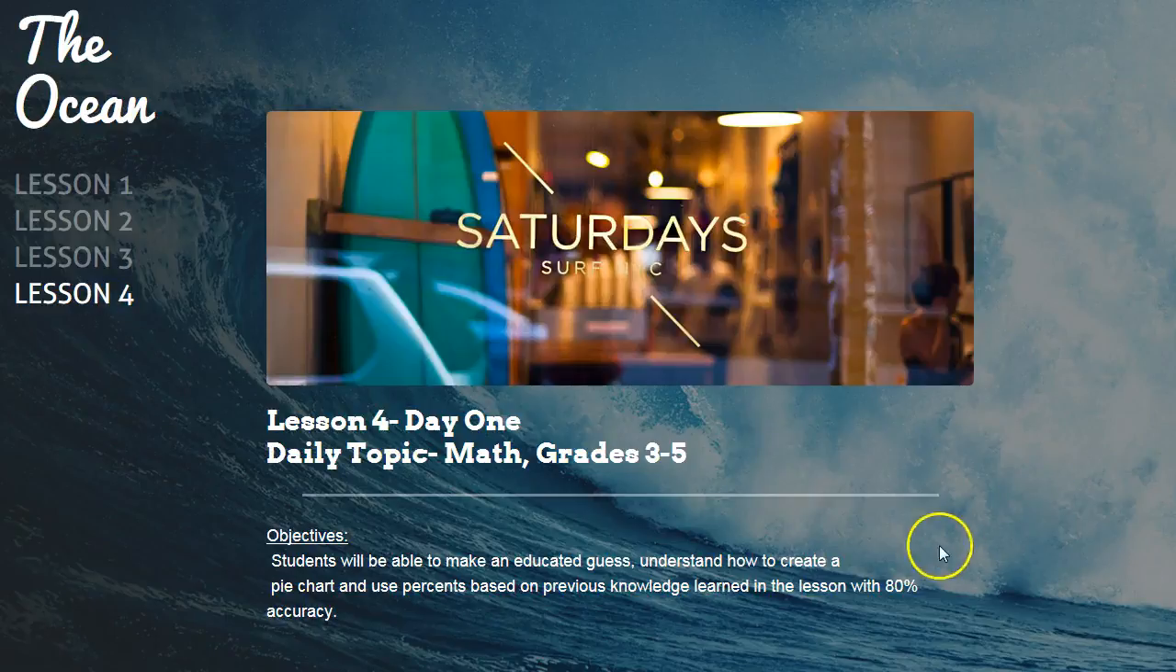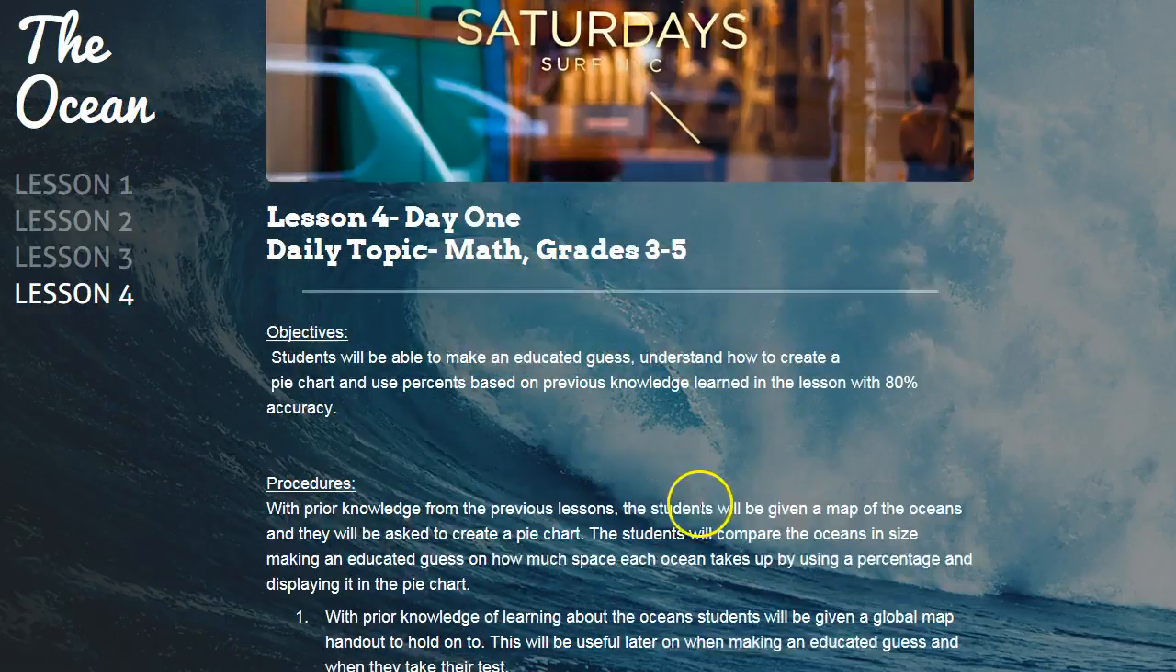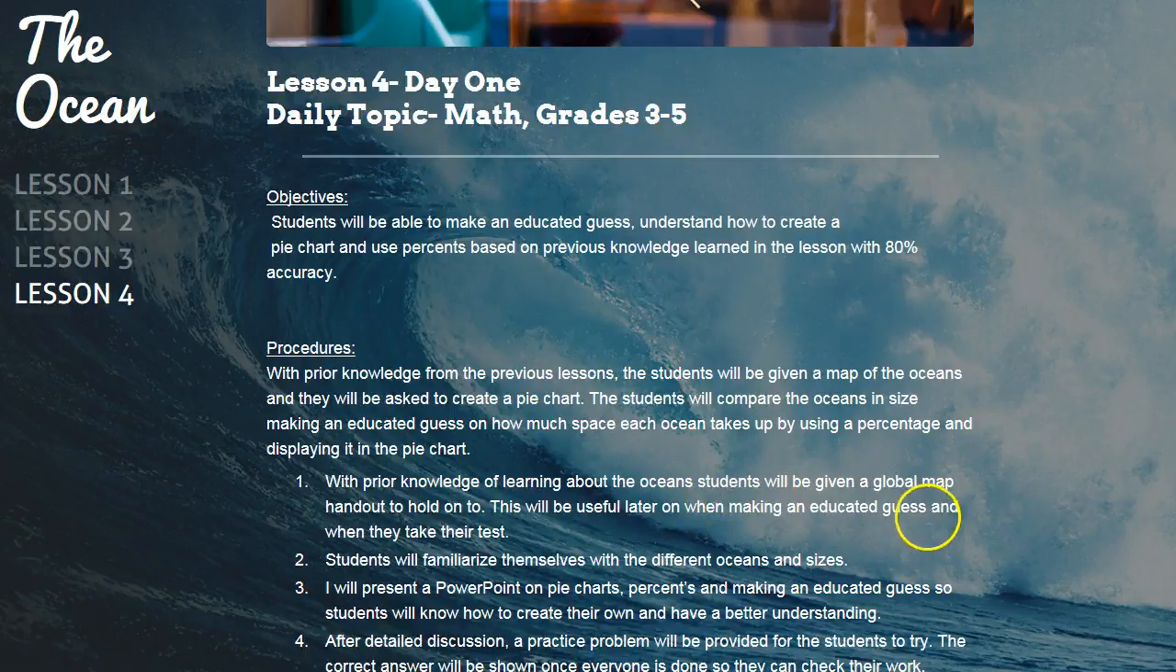Okay, I did the math section for oceans. My objectives are that students will be able to make an educated guess, understand how to create a pie chart, and use percents based on previous knowledge learned from the previous lessons. Procedures: with prior knowledge from previous lessons, the students will be given a map of the oceans, and they will be asked to create a pie chart displaying how big they are by using percents.